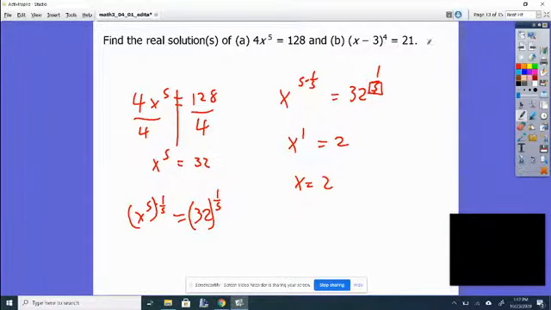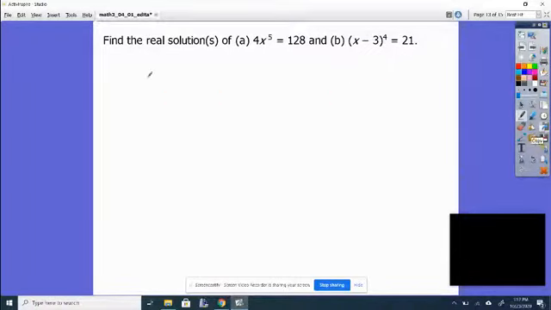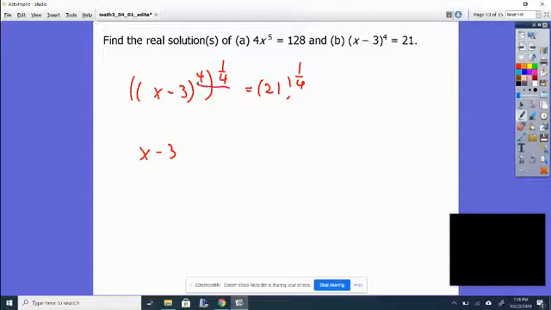Okay, you would do the same thing for this other one. Go ahead and pause it if you need to finish this one. For this other one, we would do the same thing. X minus 3 to the 4th. And we're going to raise that to the 1/4 to get rid of that 4th power. But if I do it to this side, I need to do it to the other side. So this is going to turn into just 1, so really just x minus 3.